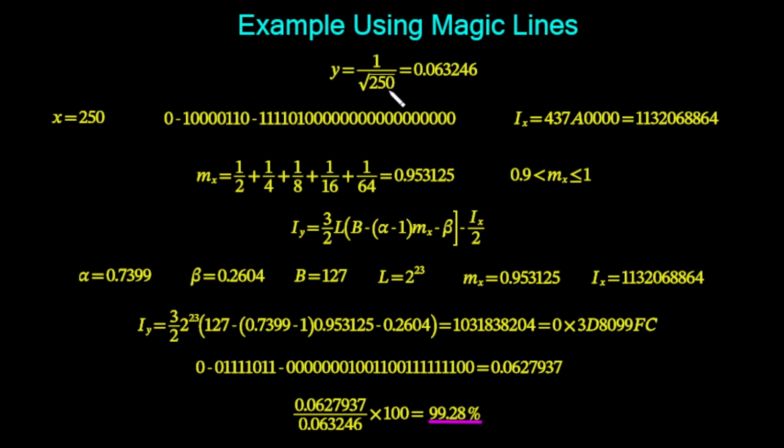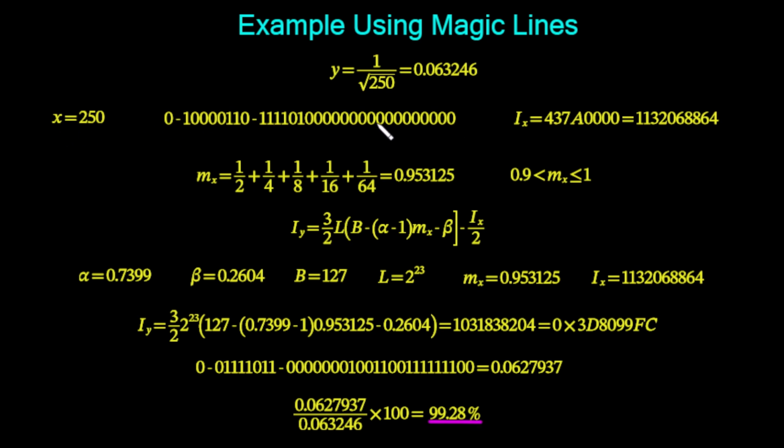So we've got the input. The input is our value of x, which is 250. Now if we write 250 in 32-bit floating point representation, this is the number here. The first one is the sign bit, which is positive. Then we have the exponent. Then we have the 23 bits for the mantissa.